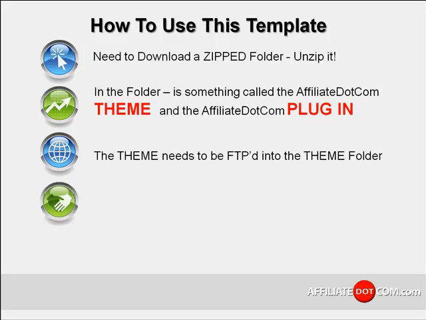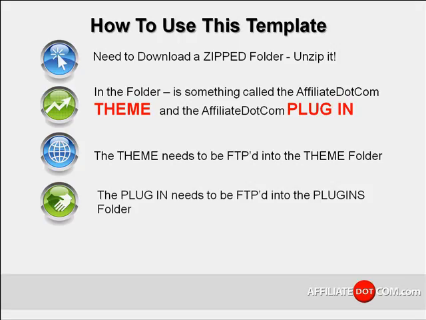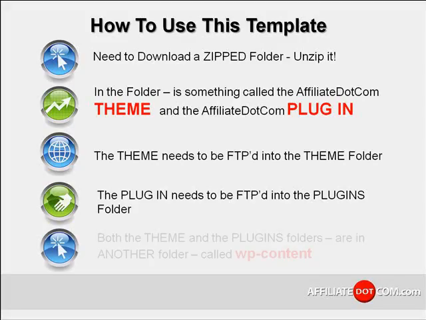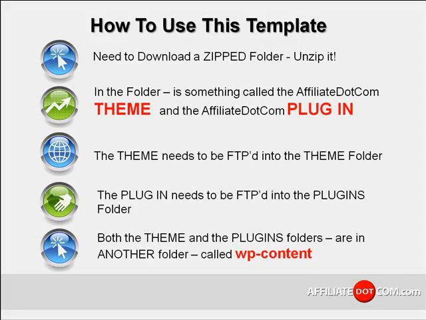And then the plugin, can you guess where that would go? Logically, if the theme goes into the theme folder, where would the plugin go? You got it. The plugin needs to be FTP'd into the plugins folder. And both the plugin and the theme folders are in another folder that's called WP-content. I know, at first it frazzles your brain, doesn't it? You're thinking, oh gosh, this is a bit confusing. It's really not. Bear with me. This is by far the most difficult bit, and it's just like putting a few pieces of a jigsaw together.